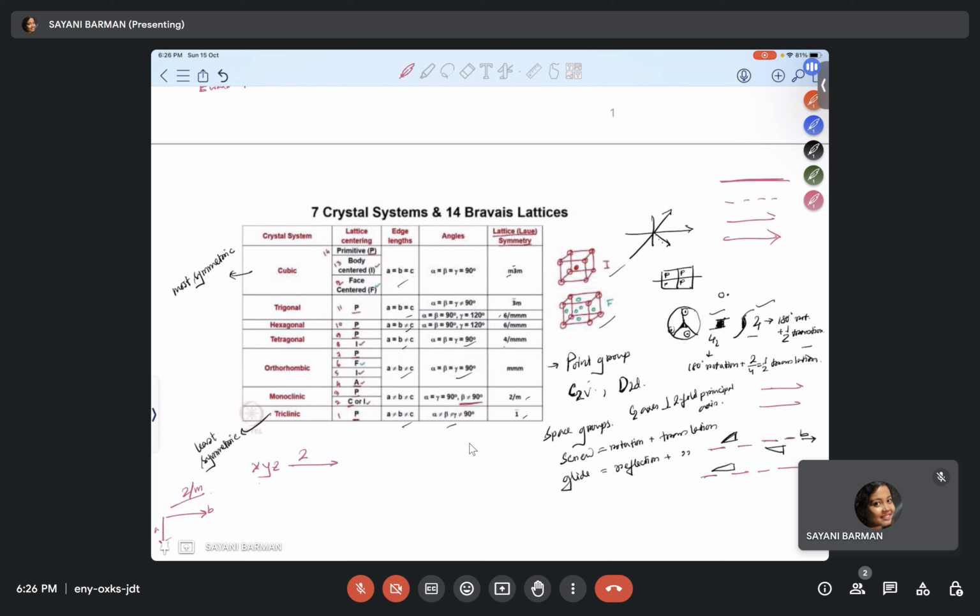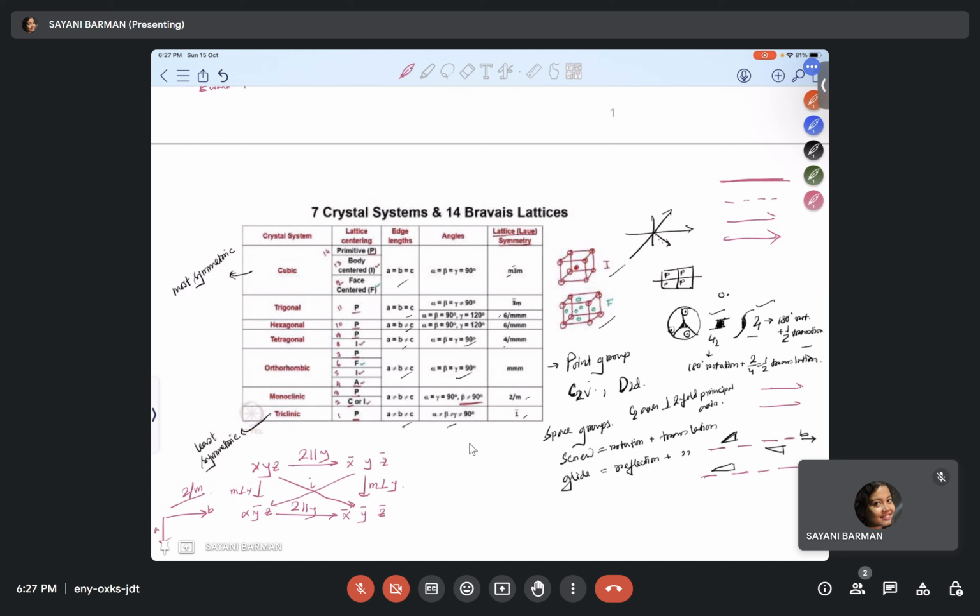So twofold rotation parallel to the y-axis will be x bar, y, z bar. Then mirror perpendicular to y-axis, then x bar, y bar, z bar. Or if you first operate mirror perpendicular to y, it will be x, y bar, z. Now if we operate two perpendicular to y, it will be the same one. This one is inversion central, and this one is also inversion. So like that you can connect.